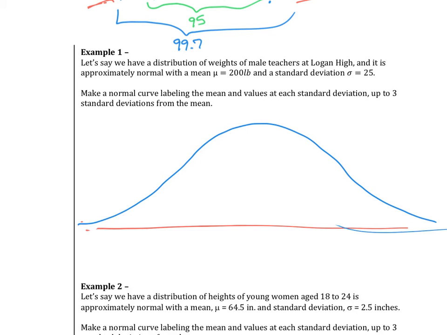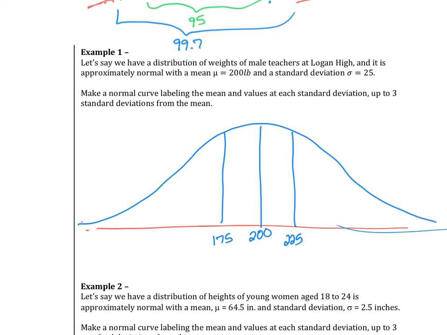Okay, if the mean is 200, that means in the exact middle, the mean 200, that goes in the middle. If a standard deviation is 25, that means 1 standard deviation is 1 to the right and 1 to the left. They should be about the same distance. 25 above is 225. 25 below is 175. Okay, so based on our rule, about 68% of people will be between 175 and 225.